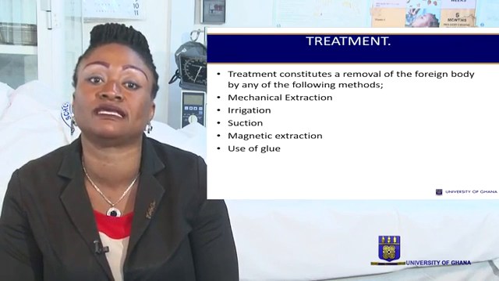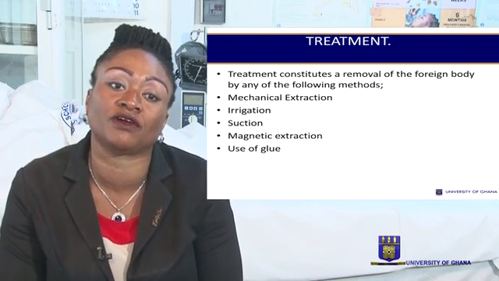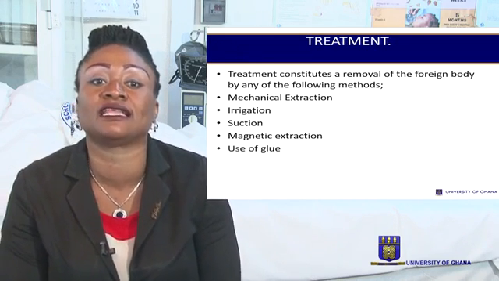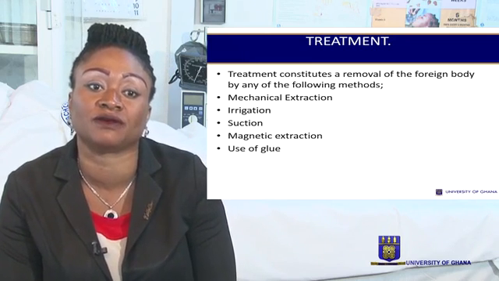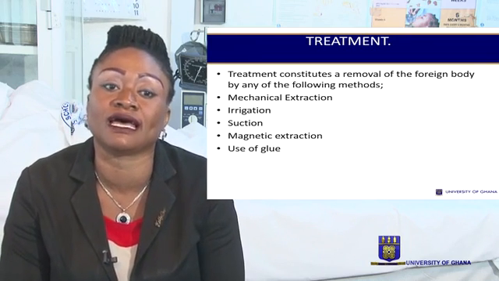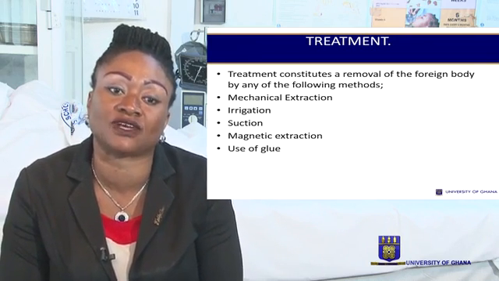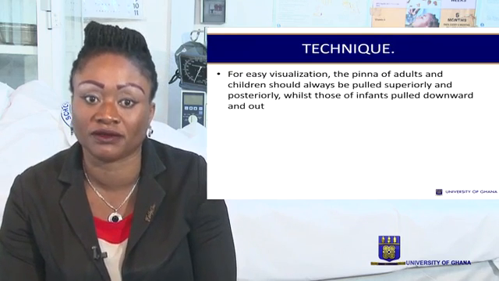Then the treatments include removal of foreign body by any of the following methods. Mechanical extraction may be done. Ear syringing or irrigation may also be done. Then suctioning may be done. Magnetic extraction may also be done. And the use of glue may be done.